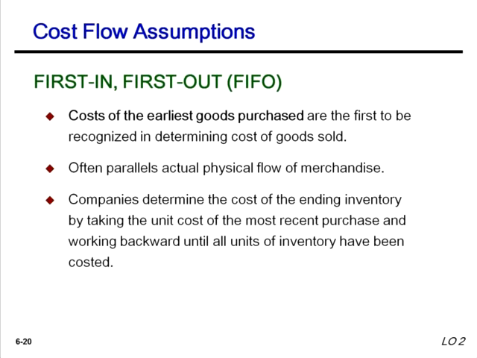Depending on the product, this often parallels the actual physical flow of merchandise. Companies determine the cost of ending inventory by taking the unit cost of the most recently purchased units and working backward until all the units of inventory have been costed. And really the easiest way to go about this is to calculate the ending inventory under each method. We know that we will have derived the cost of goods available for sale, and that will be the same regardless of whether we use FIFO, LIFO, or average cost. Once we have the ending inventory, we can subtract that from the total cost of goods available for sale, and that will give us the cost of goods sold.